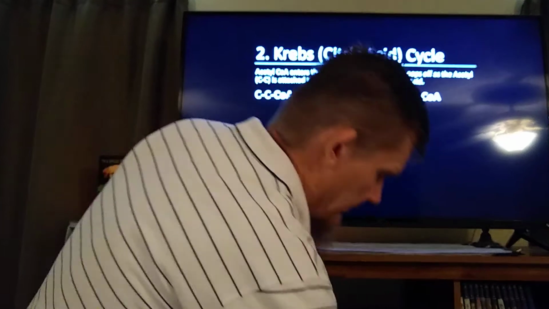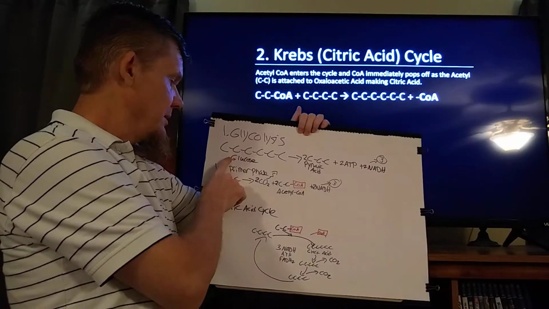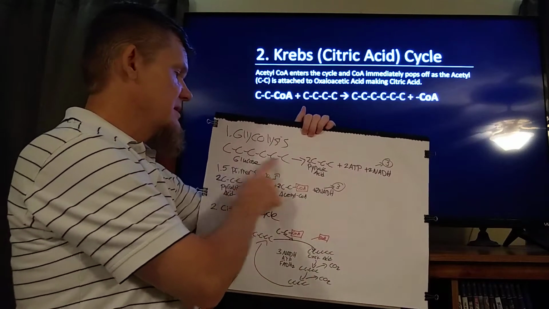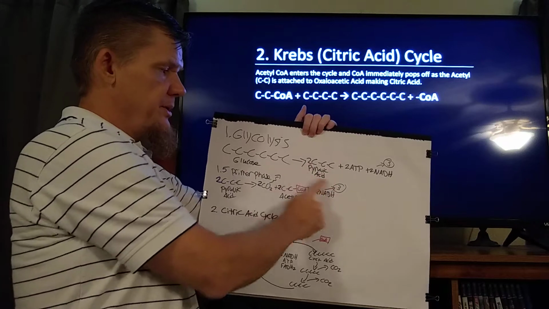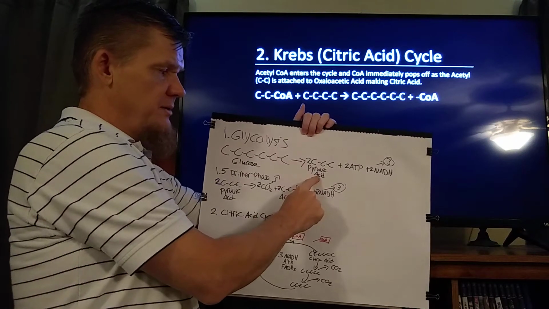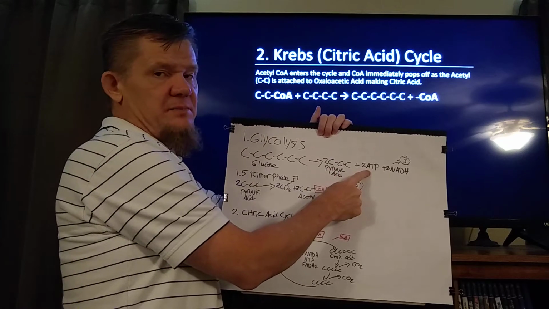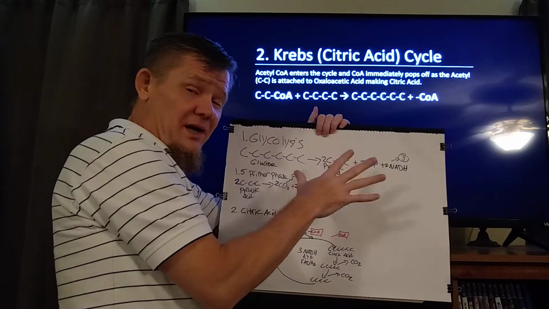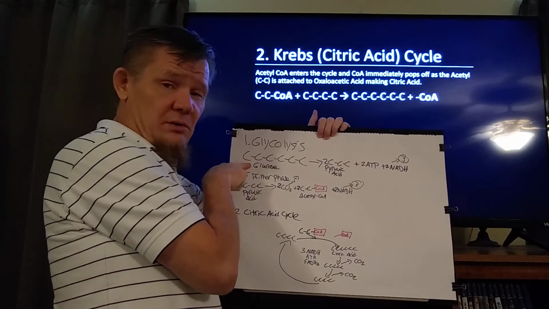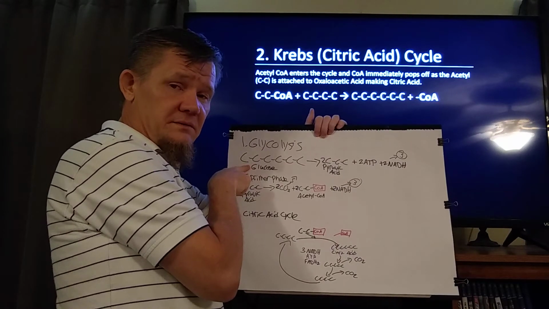As a quick recap, we started with a molecule of sugar, a 6-carbon molecule that we cut in half. I got two 3-carbon molecules called pyruvic acid. In addition to the pyruvic acid, I got 2 ATPs and 2 NADHs. I'm trying to get as much energy out of this sugar molecule as I possibly can. That energy is going to be in the form of ATP.